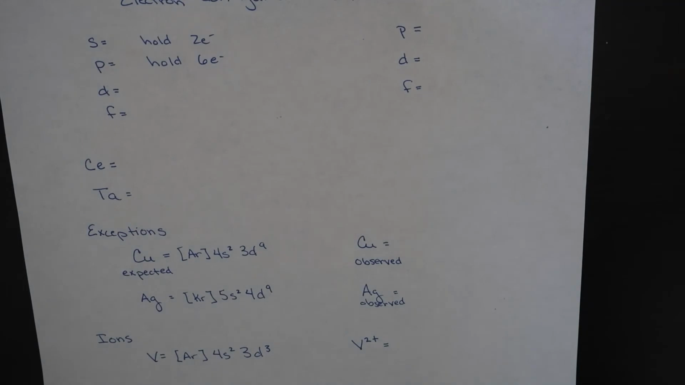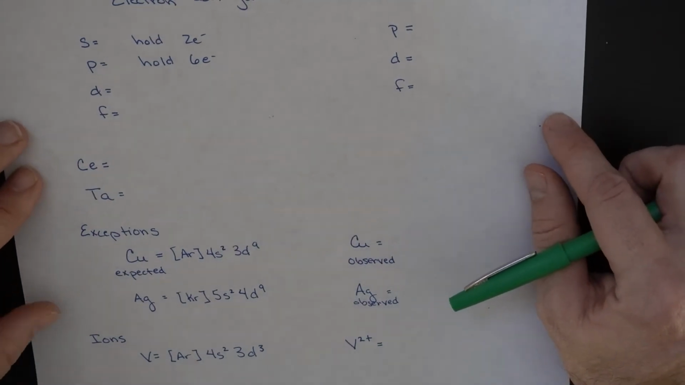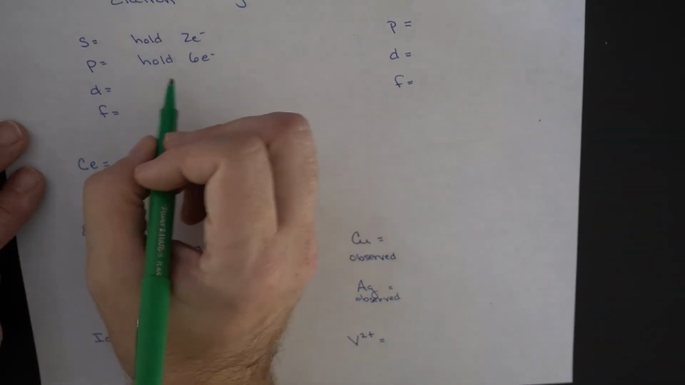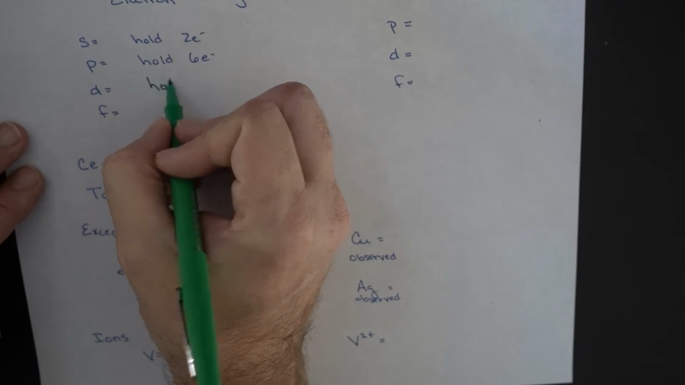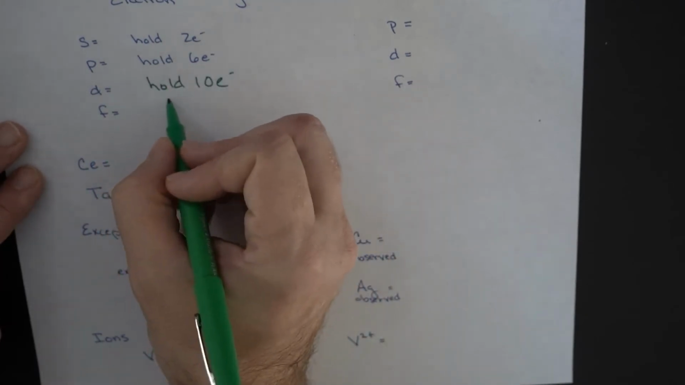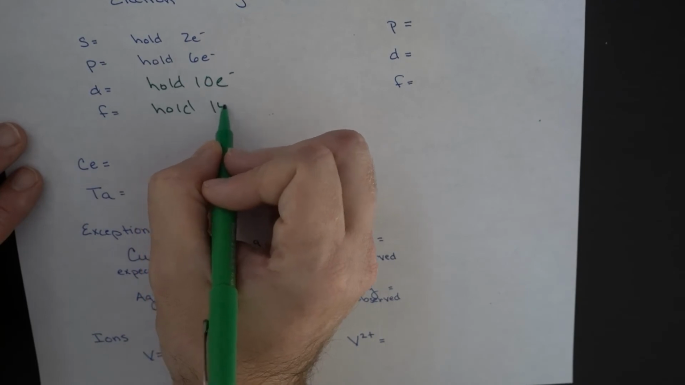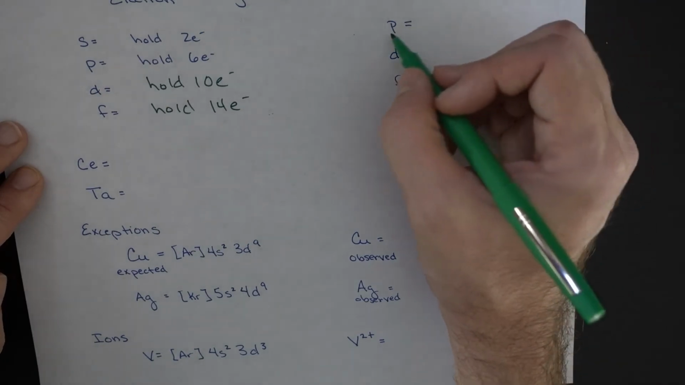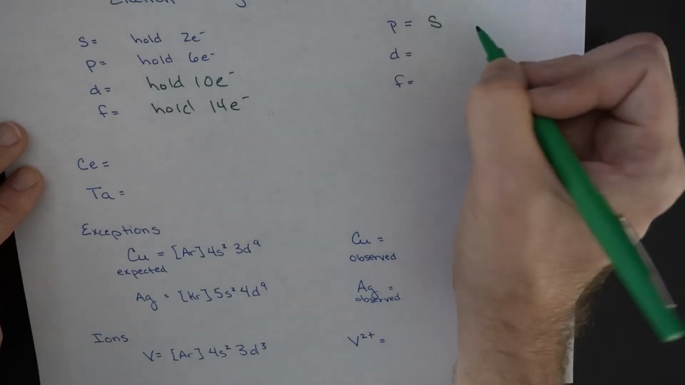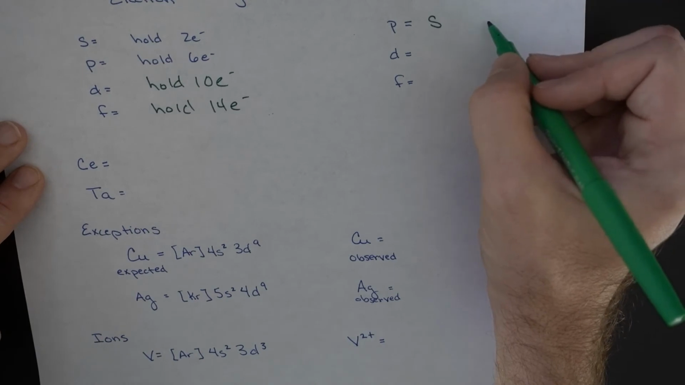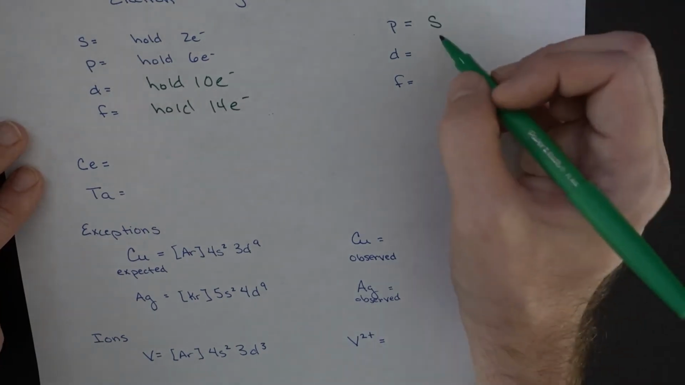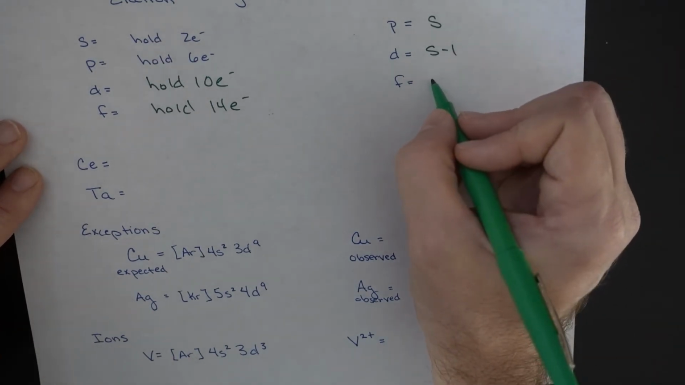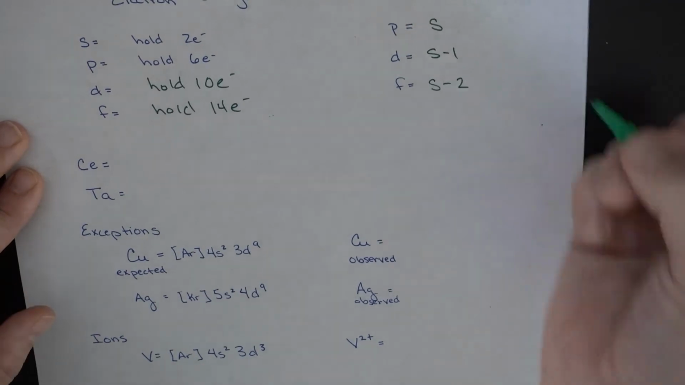Now lastly, there are a few things I want to summarize with this. So s orbitals hold up to 2 electrons, p orbitals hold up to 6 electrons, d orbitals hold up to 10 electrons, f orbitals hold up to 14 electrons. And when we're going through and writing electron configurations, whatever the p number is equal to the s number. So if it's 2s, then it's 2p, 3s, 3p, that sort of thing. D is s minus 1, as we saw, and f's, which we haven't really filled yet, are s minus 2.